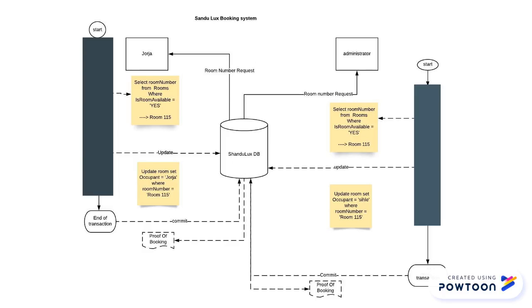Now when Georgia is done booking, the room is assigned to her and the database updates the room availability and sends the proof. But this does not change the value on the clerk's side since she started the transaction before the room was assigned to Georgia.